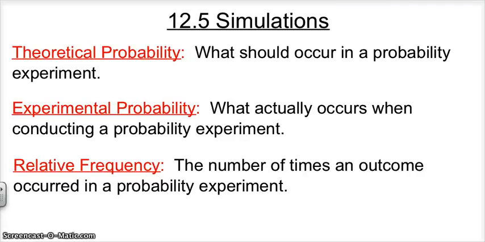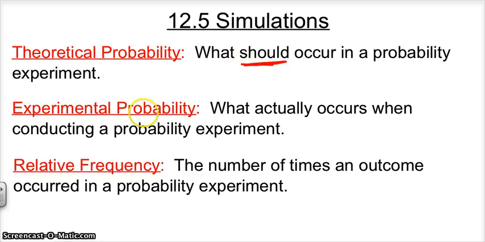We're going to jump right into the section with some vocab words. Theoretical probability is what should happen, right? Theoretical is what should occur in a probability experiment. So if you flip a coin 2 times, you should get 1 head and 1 tail. You roll a 6-sided die 1 time, or 6 times, you should get 1 1, 1 2, 1 3, 1 4, 1 5, and 1 6. It's what should happen in an experiment.